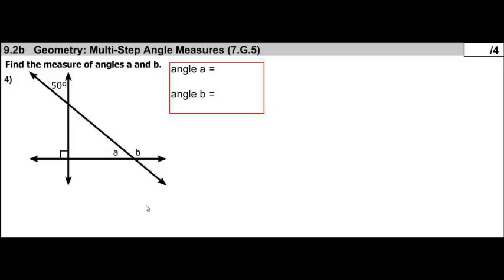This is the Week 10 test video for Concept 9.2b. Remember, when you see a B, that's telling you that it's the second time it's been on the test. It will be on one more time.